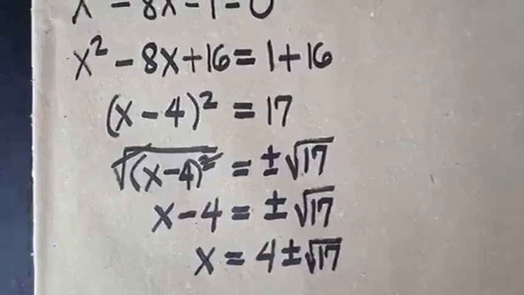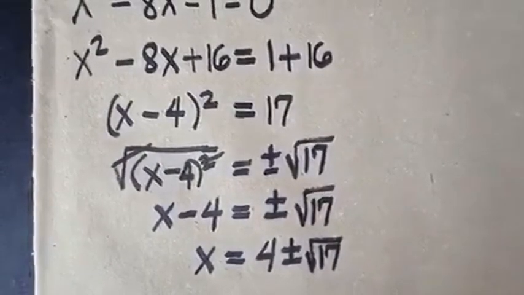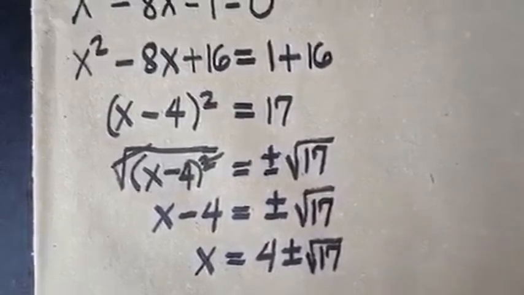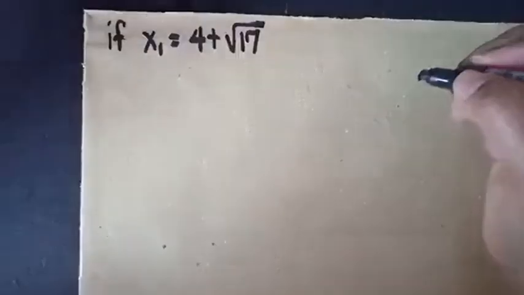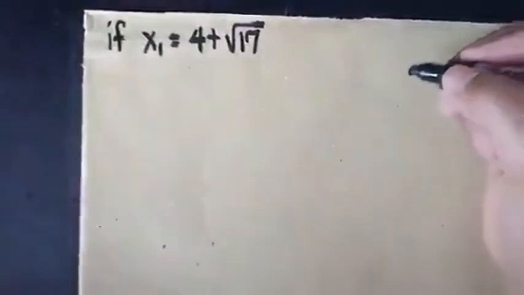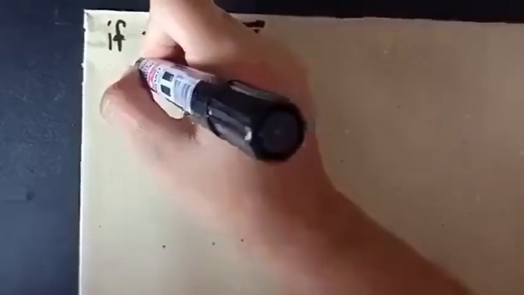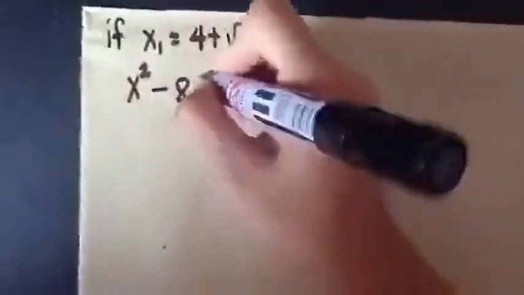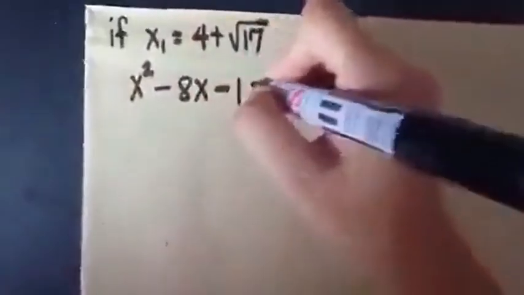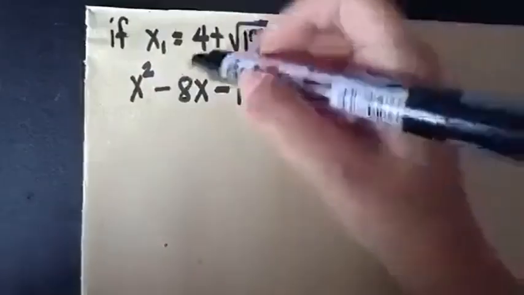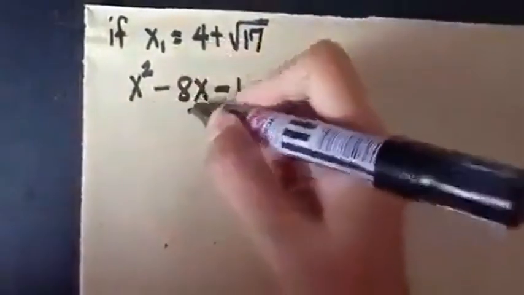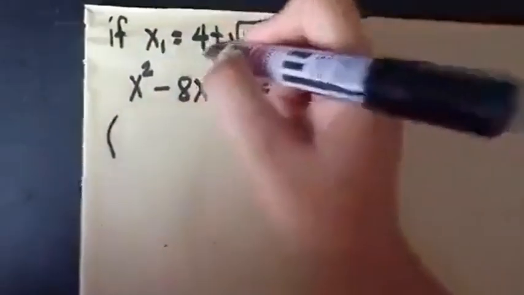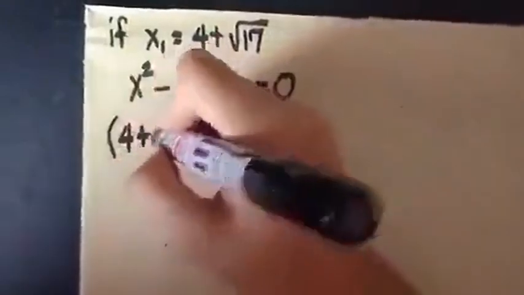Okay? So, to determine whether we have an extraneous root or both of the roots that we have solved are real solutions, we are going to check. So, take note that when we check, we are going to use the original equation. So, our original equation is x squared minus 8x minus 1 is equal to 0. So, if x1 is 4 plus the square root of 17, we will replace all the x's. We're going to substitute them by 4 plus the square root of 17.